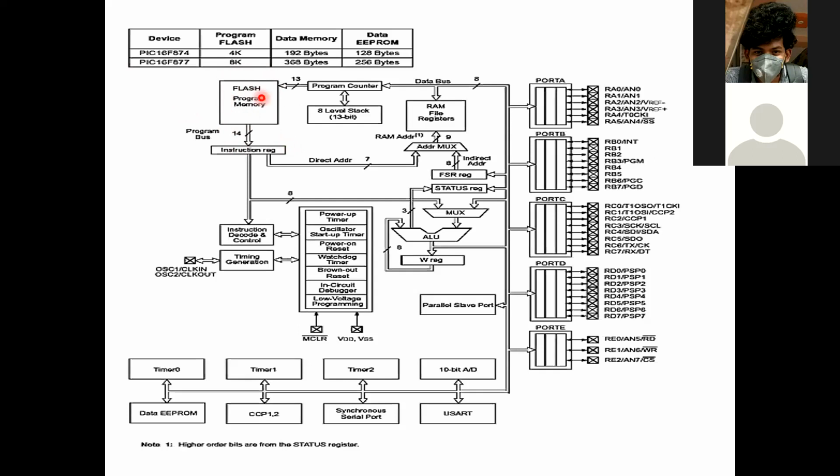So this is my flash program memory. We all know flash memory means whatever program I have written, I can burn it and write my new programs there. What is the flash program memory capacity? 8 kilobytes, so 8192 locations I can address. In hexadecimal, the last address is 1FFF.